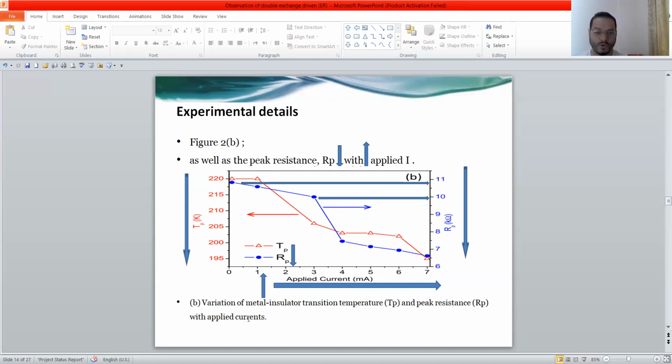Here, the variation of metal-insulator transition temperature and peak resistance with applied current: we note that both the peak temperature and peak resistance decrease with increasing current in the in configuration, not the out configuration until now. We're talking just about the in configuration method to calculate the electric resistance.